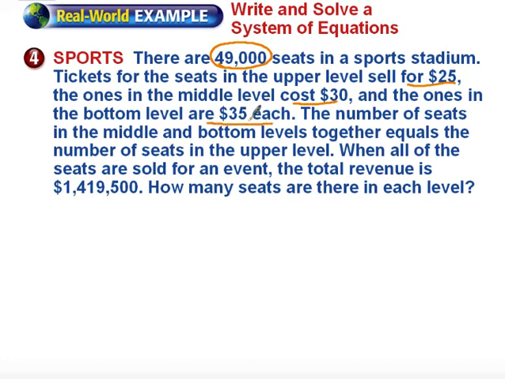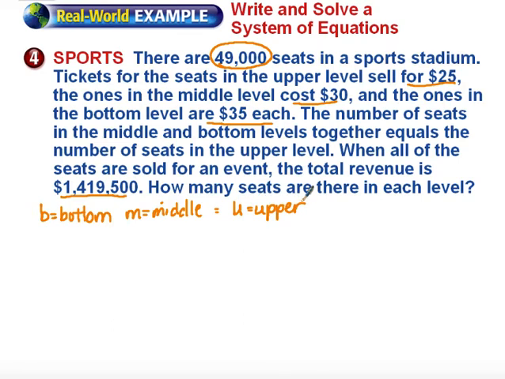So those are going to be my variables because it says at the end, when all of the seats are sold for an event and the total revenue is $1,419,500, how many seats are there in each level? So we're looking for how many are in the bottom level, how many are in the middle level, and how many are in the top level or the upper level.